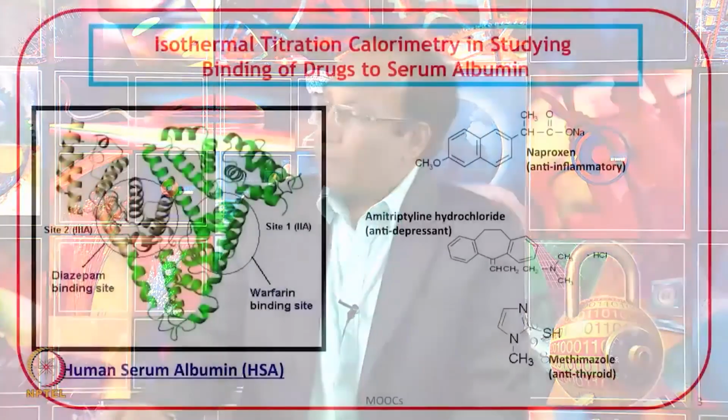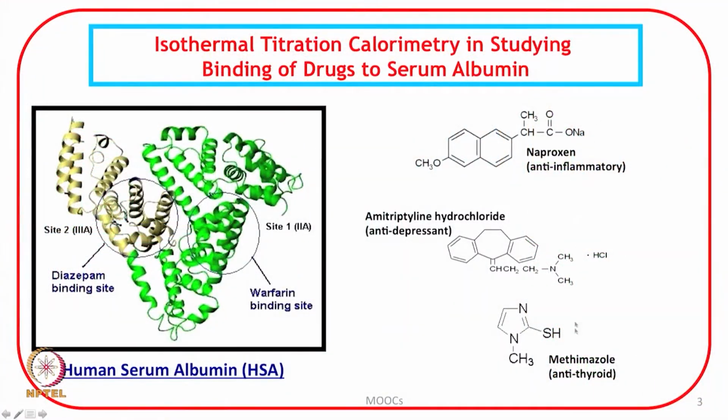However, let us now come back to this slide. All these three drugs, naproxen sodium salt, amitriptyline hydrochloride and methimazole, had sufficient solubility in buffer to permit isothermal titration calorimetric experiments accurately. Let us first discuss the interaction of naproxen with serum albumin.